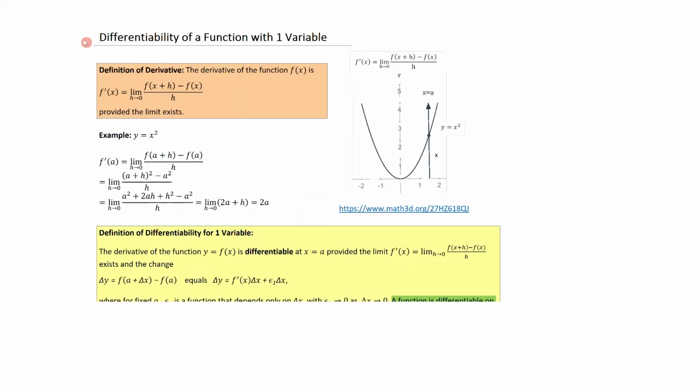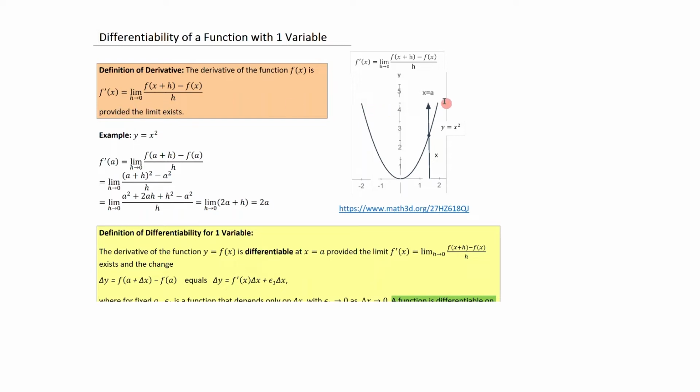All right, so let's look at the definition of differentiability of a function with one variable. And so we start with the definition of derivative, which is stated here. f prime x equals the limit of this difference divided by h, and this is provided that the limit exists.